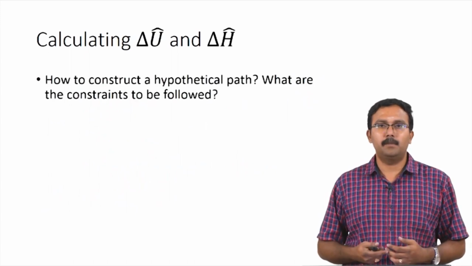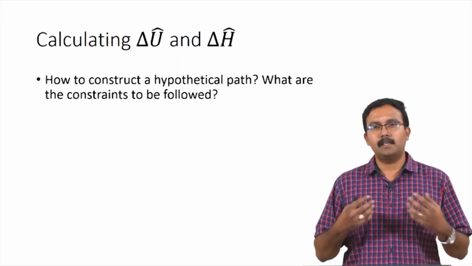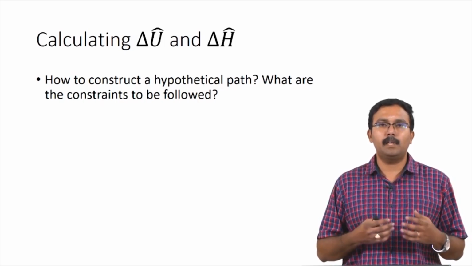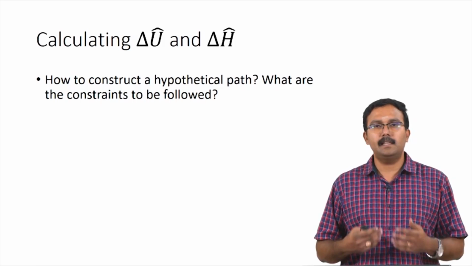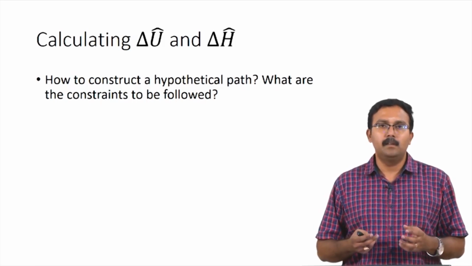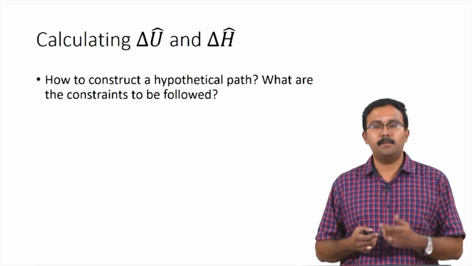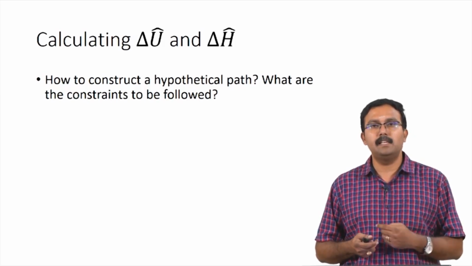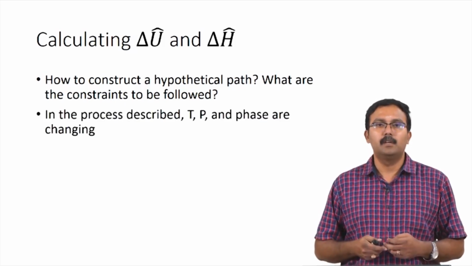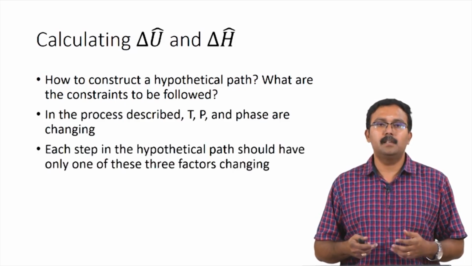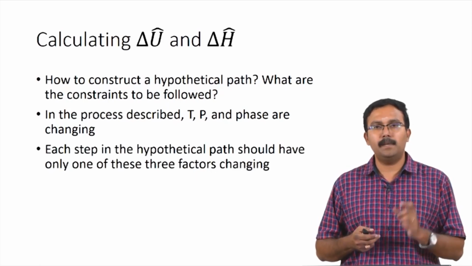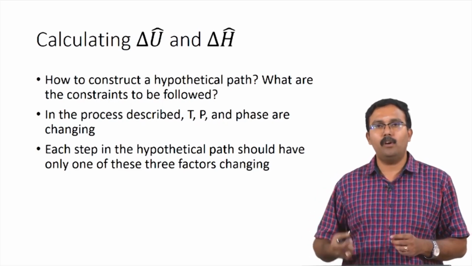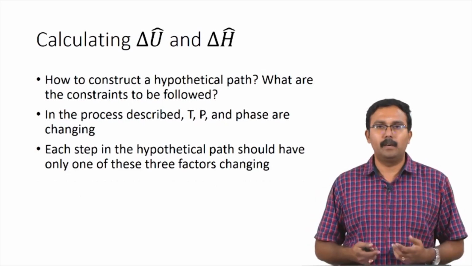So, how do we build this hypothetical path? What are the constraints which need to be followed? As I already mentioned, we would have to be able to calculate internal energy changes and enthalpy changes only when one of the three factors is changing: temperature, pressure or phase. So, we would have to make sure that in each step only one of these three changes and the other two remain constant. So, what we would have is a process where each step in the hypothetical path would have only temperature or pressure or phase changing, not more than one.